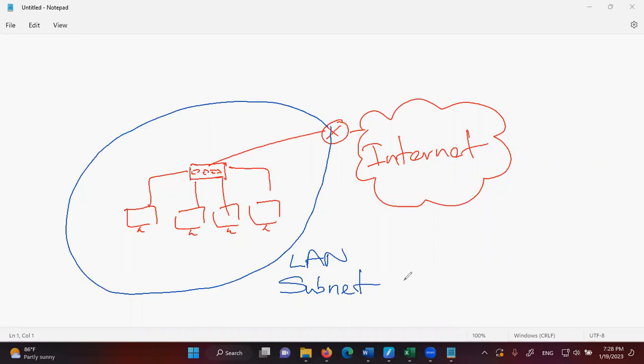In this subnet, there are several IP addresses which are assigned to the subnet.